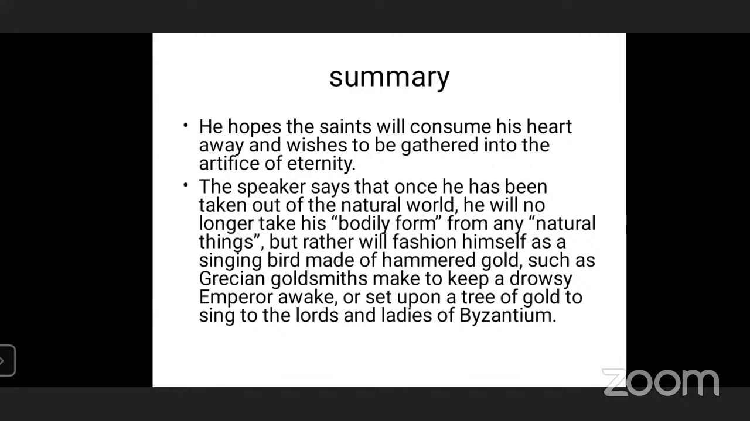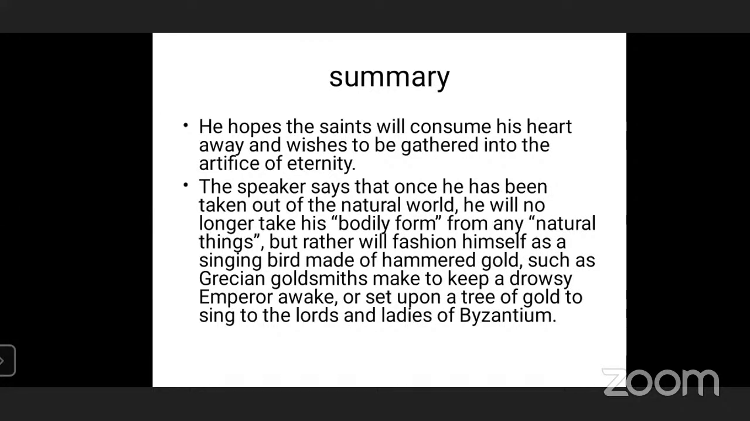But let's see the summary of this particular one. He hopes the saints will consume his heart away, and wishes to be gathered into the artifice of eternity. Now, what he is saying is that when he goes to Byzantium, the saints will be there, they will consume his heart and gather it. Maybe he's thinking that he has gone to a blacksmith, who will make the iron, that is the heart, very hard, and then it will be beaten and made into something beautiful.